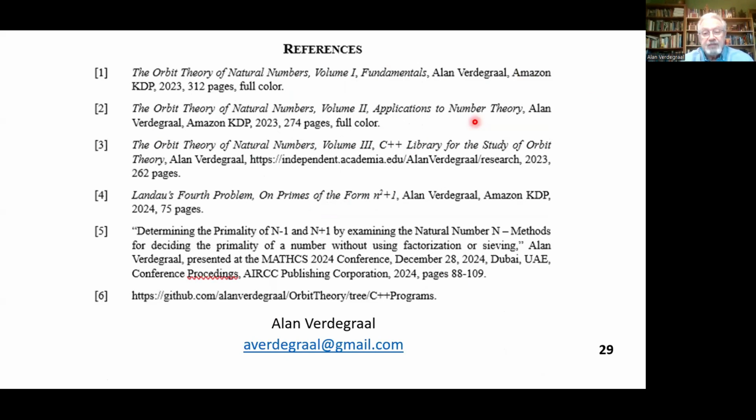My research is published in the 3-volume work called Orbit Theory of Natural Numbers. The first volume is on fundamentals and is available on Amazon print on demand. The second volume is on applications to number theory, also on Amazon. The third volume is simply a listing of over 100 C++ programs I use to analyze squares in the orbit table. The first 2 volumes are large print, 8 and a half by 11, and it's full color to bring out the various structures, and total close to 600 pages of research results.